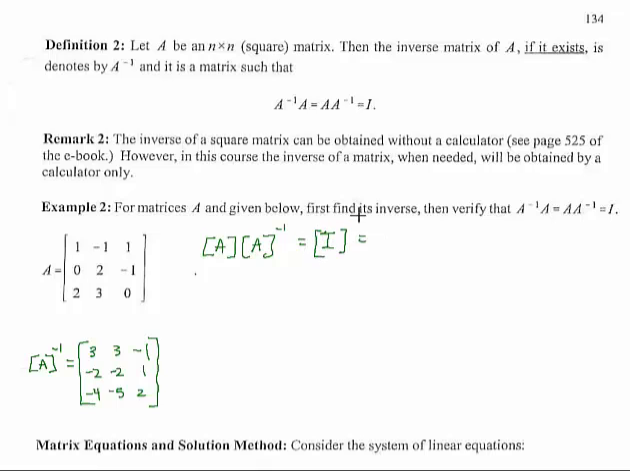In other words, we're dealing with a 3 by 3. What we want to get when we multiply this matrix and the one that I found with the calculator is this 3 by 3 with the ones in the principal diagonal. This is the identity matrix, and that's what we're going to get when we multiply these two.